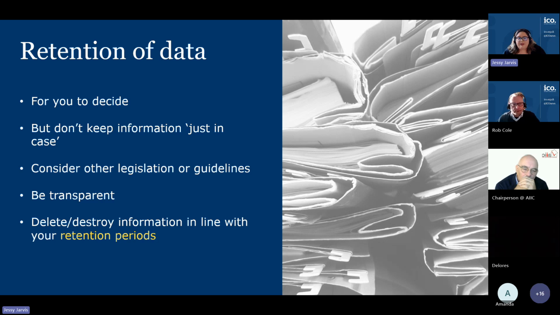But hopefully that's given you an insight into some of the key terms and principles of data protection. And now I'm going to pass over to Rob, and he's going to start off by explaining about individuals' rights.